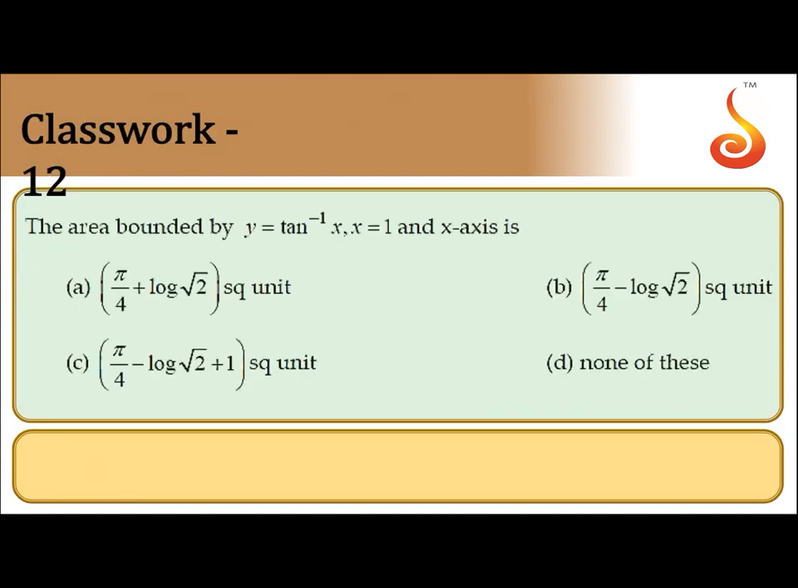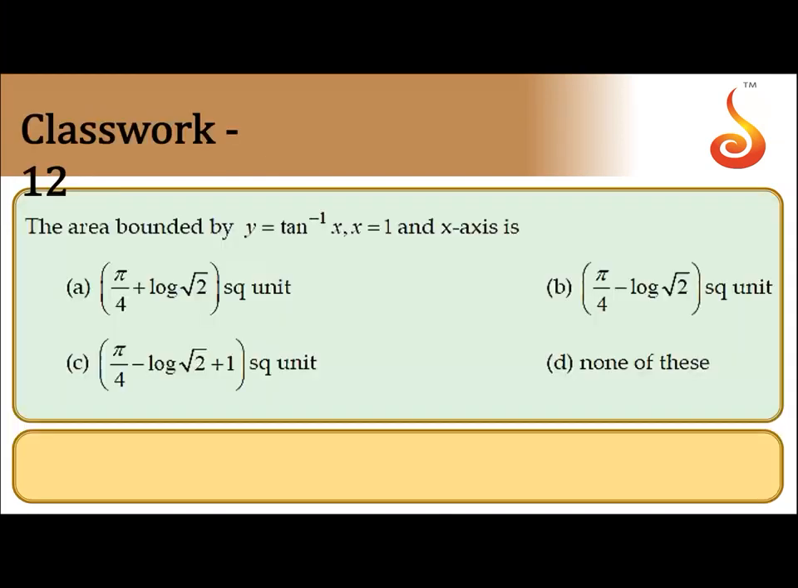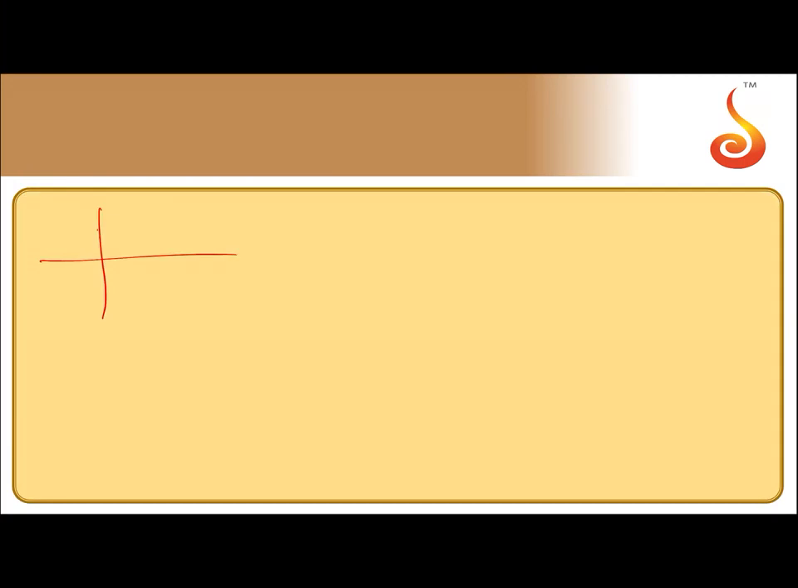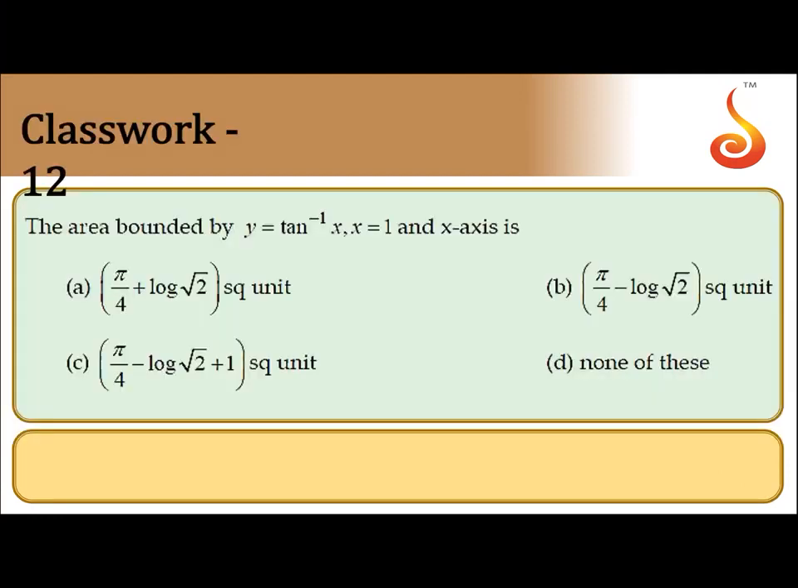Coming to the next one: area bounded by y equals tan inverse x, x equals 1 and the x-axis. The graph of y equals tan inverse x looks like this, going up to pi by 2, and x equals 1 is somewhere here, get it? x equals 1 and the x-axis, from x equals 0. So therefore, it is nothing but the integral from 0 to 1 of tan inverse x dx.